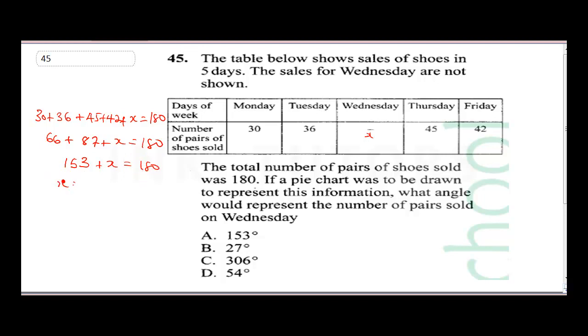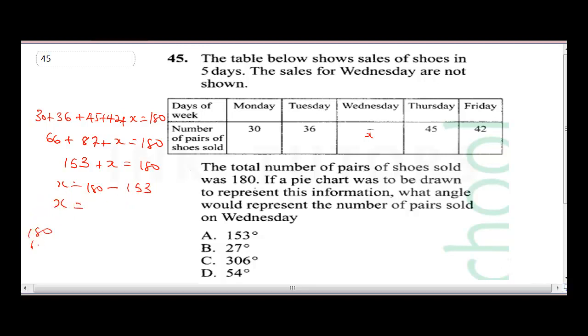So to find our X, we'll collect like terms. 153 going over will become minus 153. Therefore, our X will be 180 minus 153. Carry 1 from here, you have 10 here. 10 minus 3 will give us 7. 7 minus 5 will give us 2. So we're going to get 27. So that means for Wednesday, it's actually 27 pairs of shoes that were sold.